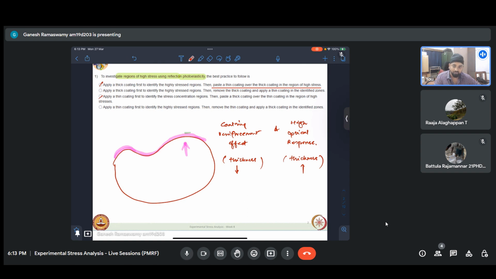So first, with high optical response, we will be able to identify the stress concentration, the highly stressed regions. Upon arriving at that information, we will remove the thick coating and replace it with a thin coating, so as to minimize the coating reinforcement effect and study the problem faithfully. So essentially, we first apply a thick coating to identify the highly stressed region, then remove the thick coating and apply a thin coating in the identified zones. So this is the way to go about.